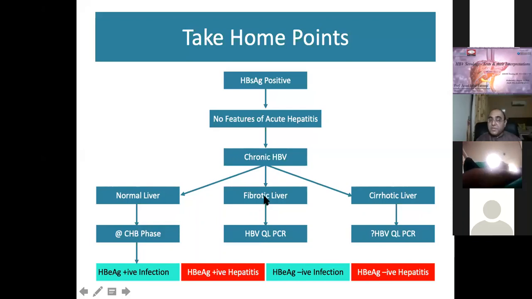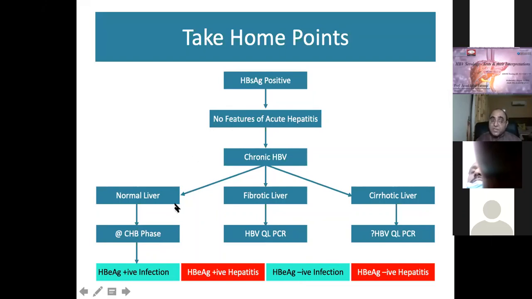But if the patient's liver is fibrotic, either by ultrasound, coarse echopattern, or by FIB4 or APRI testing or fibroscan, then even the qualitative PCR will suffice to start the treatment. In fibrotic liver, even if only the qualitative PCR is there, you will start the patient's treatment. In this phase, Professor Altaf Alam Saab will be discussing with you what the different cutoff values are where you will treat these patients.